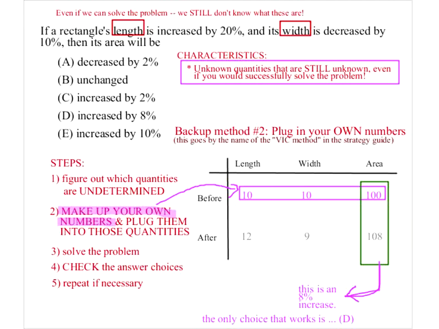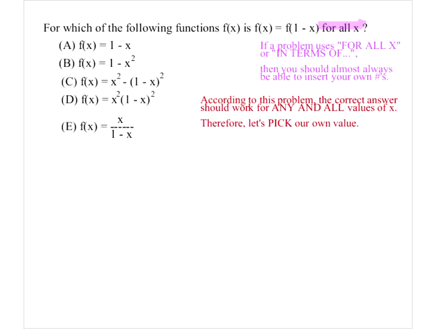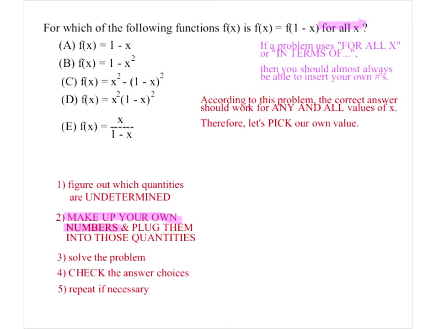Here are the steps of this method again. Figure out which quantities are undetermined. Make up your own numbers and plug them into the quantities. Let's get those highlights out of there. Okay. So in this case, the quantity that's undetermined is x.